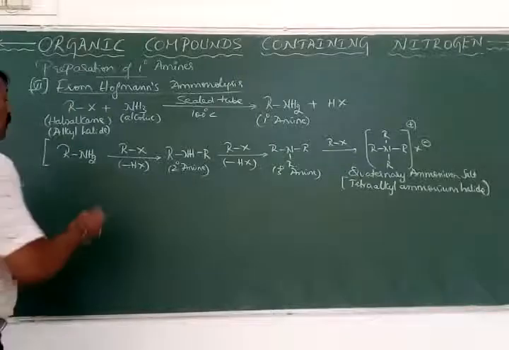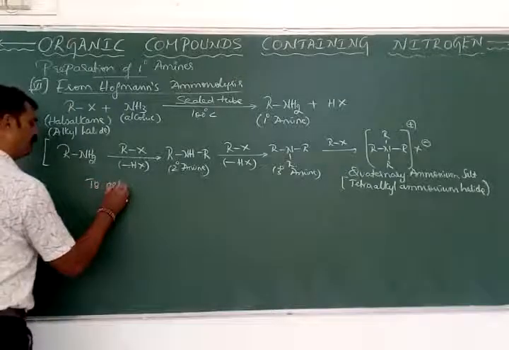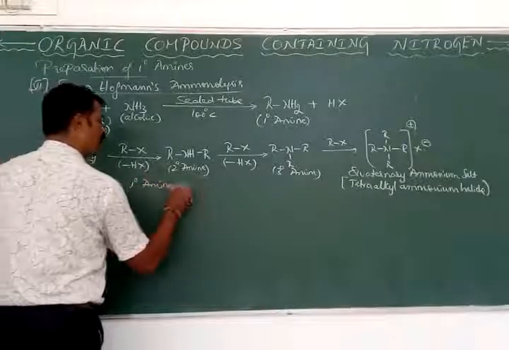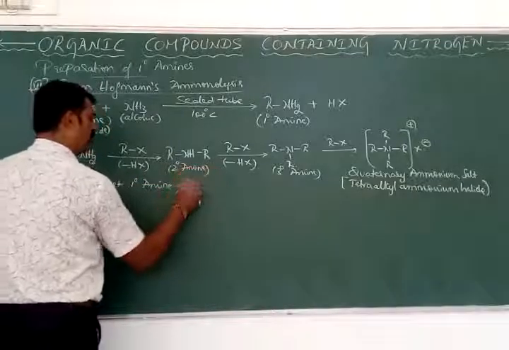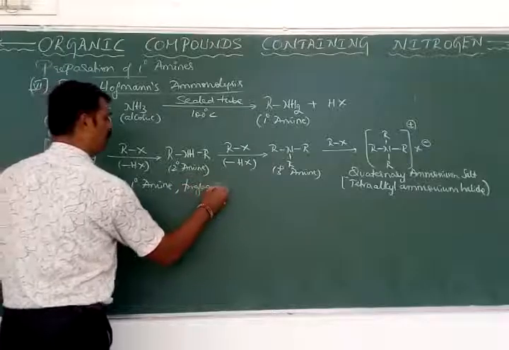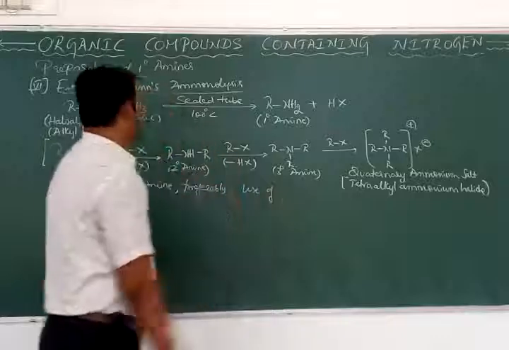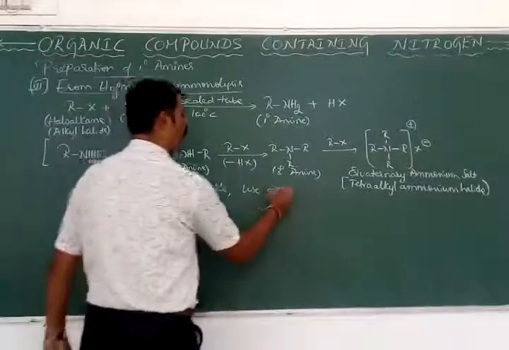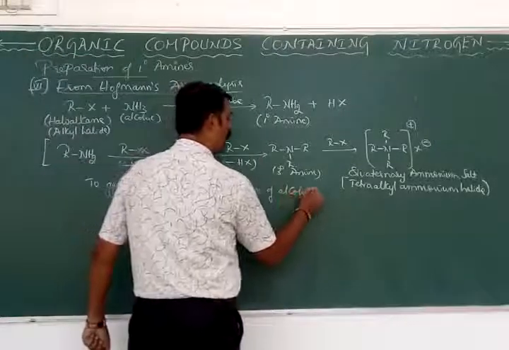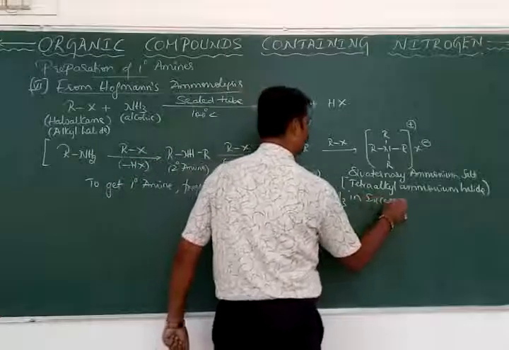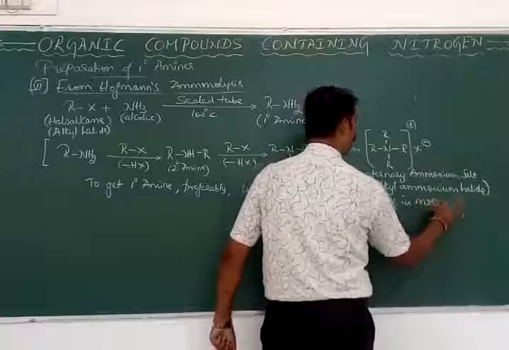Okay. To get primary amine, preferably we have to use alcoholic ammonia in excess. That is more preferred.